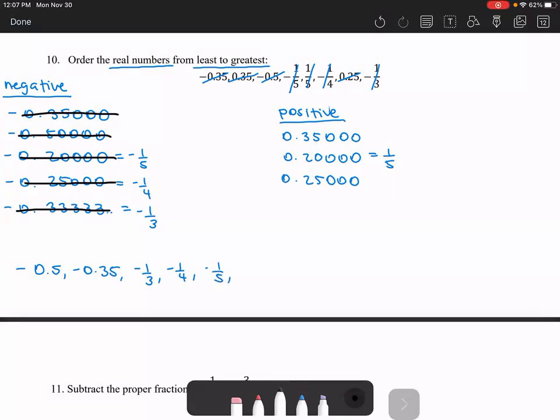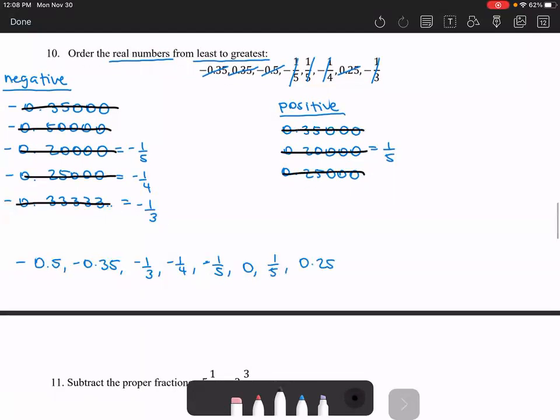And then ordering the positive numbers over here. Now 0 would go in the middle here. You can put it if you want to, you don't have to. On our number line, we'd cross over to 0 for the positives. The smallest one here is 1/5, and then the next one is 0.25, and the next one is 0.35. So this is ordering them from least to greatest.